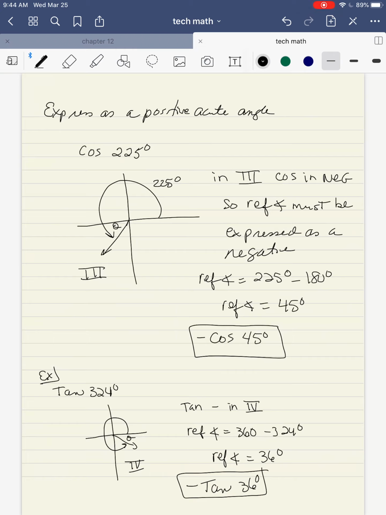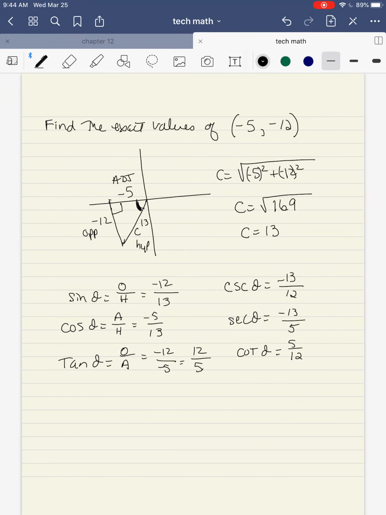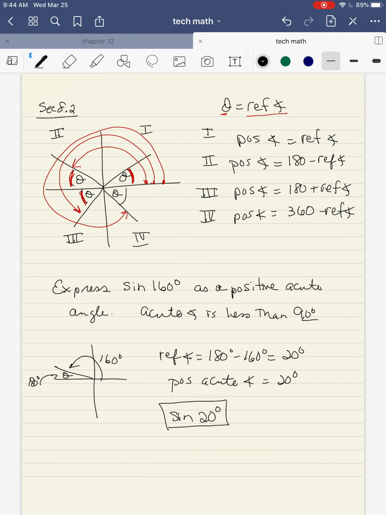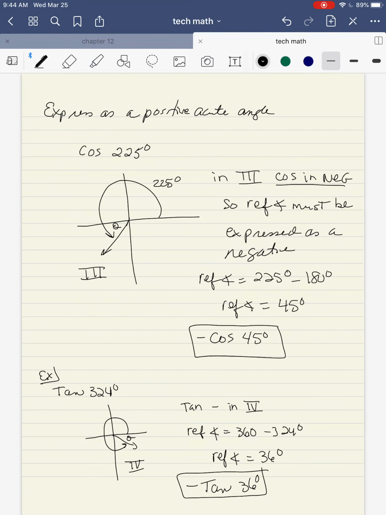Express as a positive acute angle, cosine of 225 degrees. 225 degrees is in quadrant 3. In quadrant 3, cosine is negative. And again, looking back at our chart, here's quadrant 3, cosine is negative in quadrant 3.